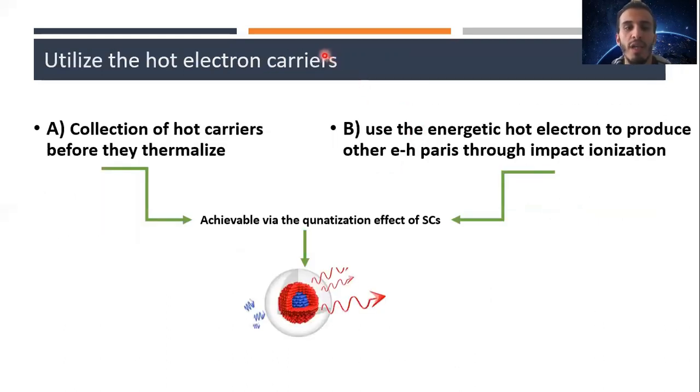Today's presentation topic is more about the utilization of the hot electrons. We can either collect them directly before they thermalize, or we can use them to produce other electron hole pairs through impact ionization. These two are achievable via the quantization effect of the semiconductor, for example, quantum dots, quantum wires, and quantum wells. And here I will talk only about the quantum dots.